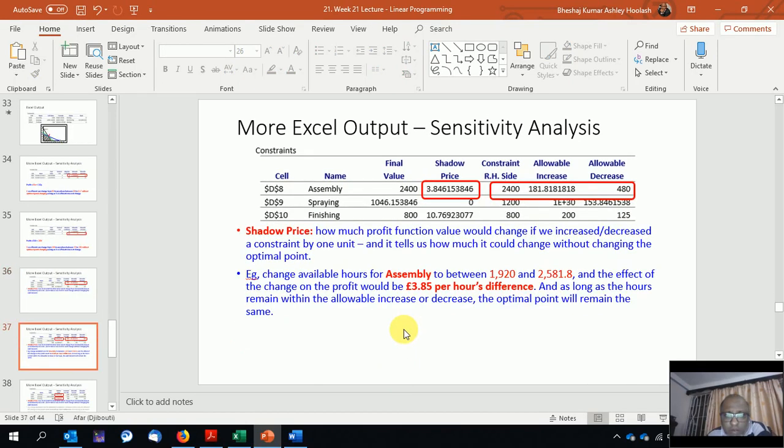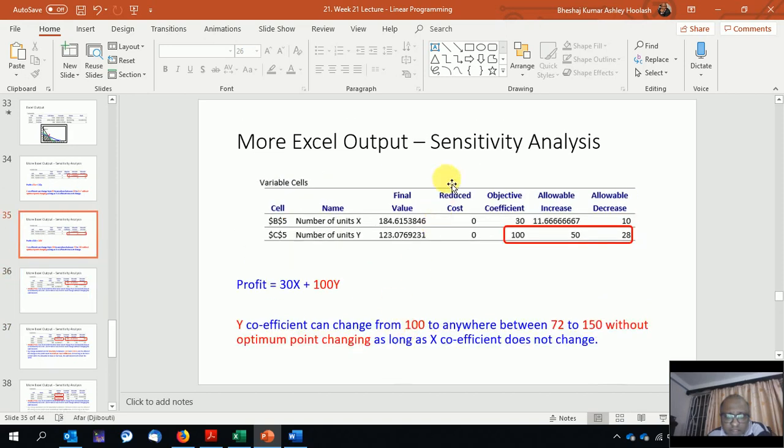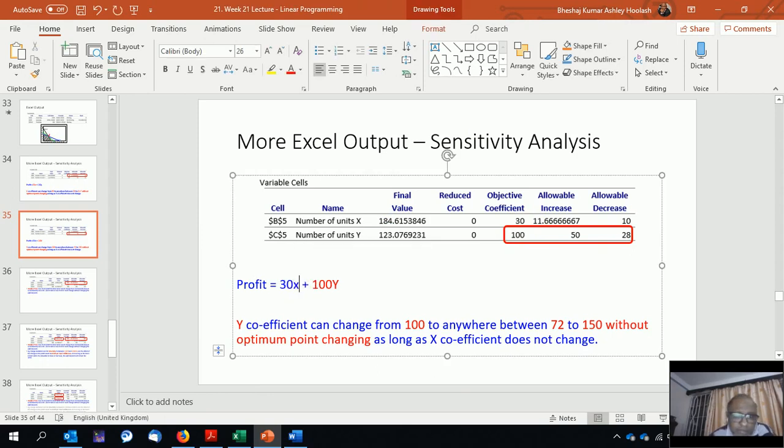Right, okay, I might have made a mistake. I said sensitivity analysis for the constraint earlier. I don't know. This is actually the sensitivity analysis on the variable cells, right? So the 30 and the 100 from the P equation. Again, that's small x here, and that's small y here, right? So that's it. That's for the first one.